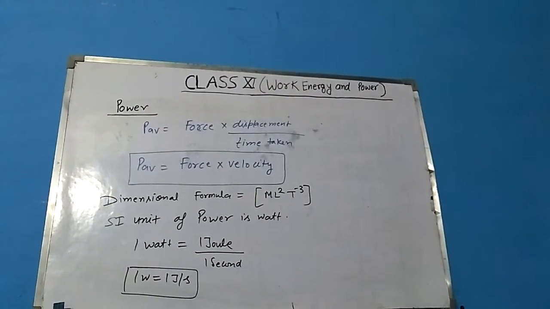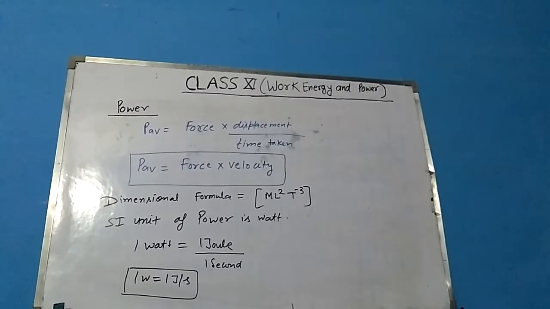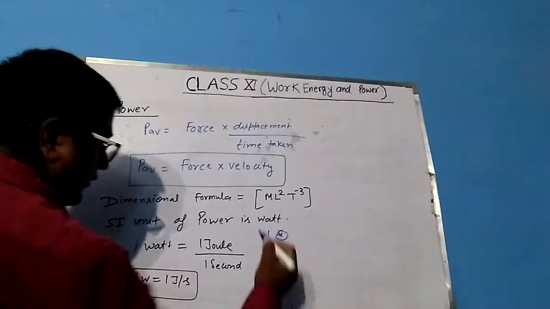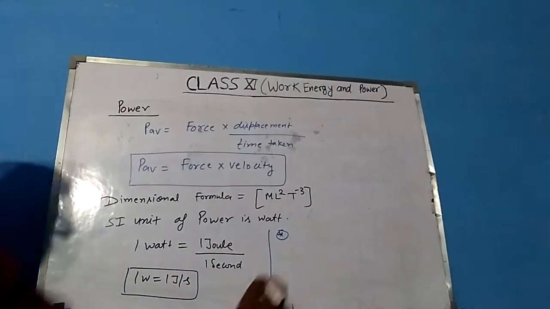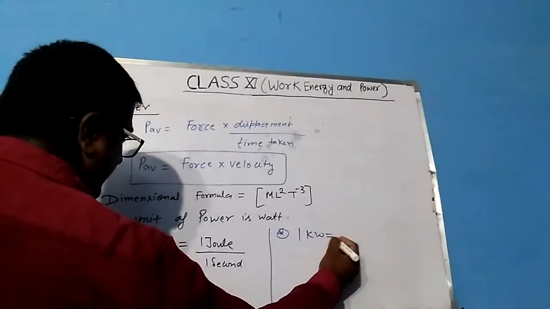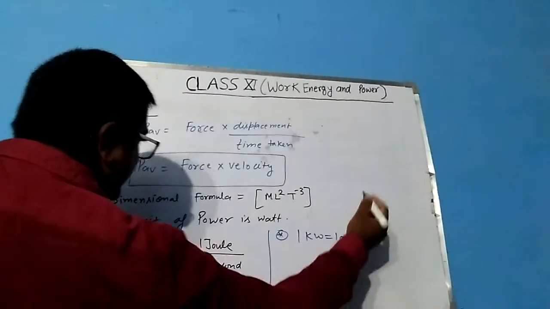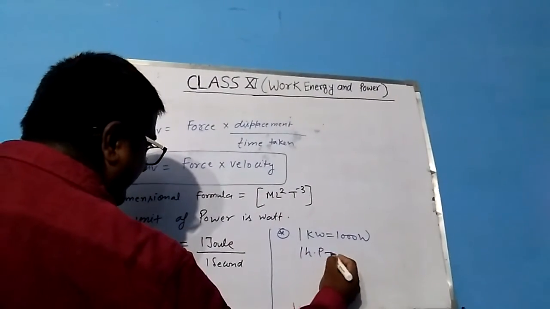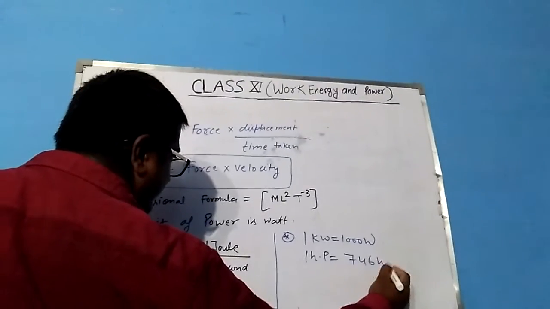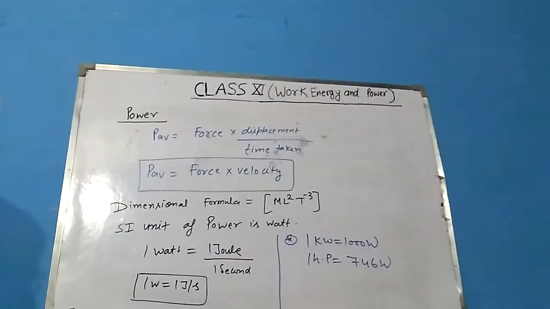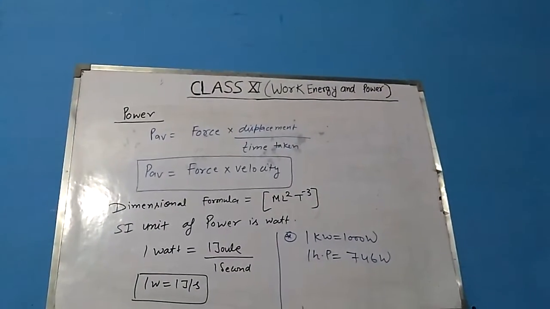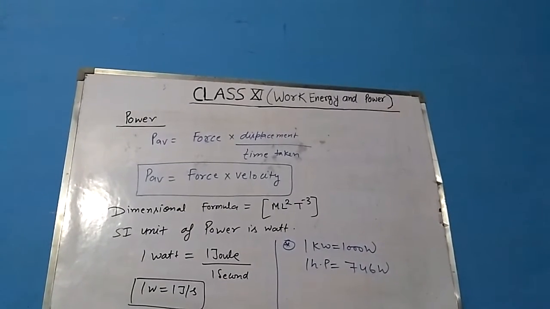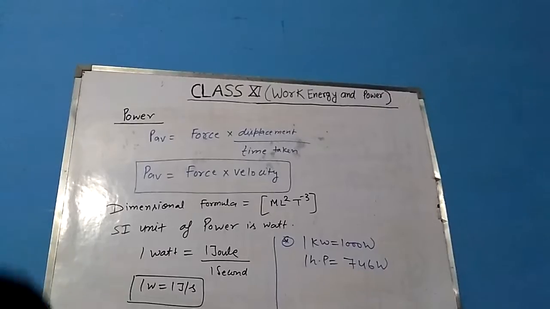Now we have to go for some other relation. Please put some note in this star. 1 kilowatt equal to 1000 watt, and 1 horsepower equal to 746 watt. This is the relation of kilowatt and horsepower.